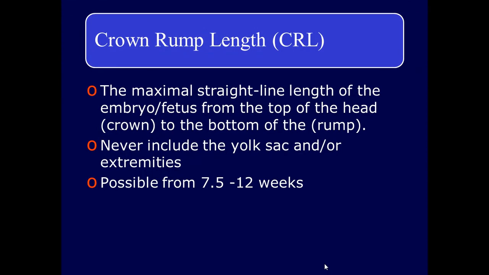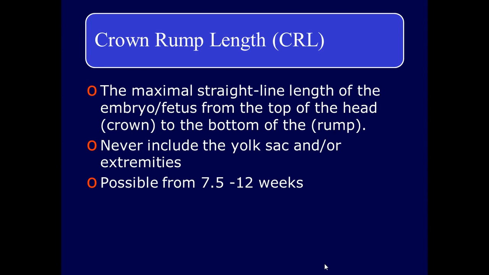Crown rump length measurement should never include the yolk sac and or extremities. Before 7.5 weeks, the embryo appears as a cluster of echoes near the yolk sac, and it is not generally possible to distinguish crown and rump. At 8 weeks, crown rump length is about 15 millimeters. It is generally possible to distinguish the crown and rump ends of the fetus or embryo.